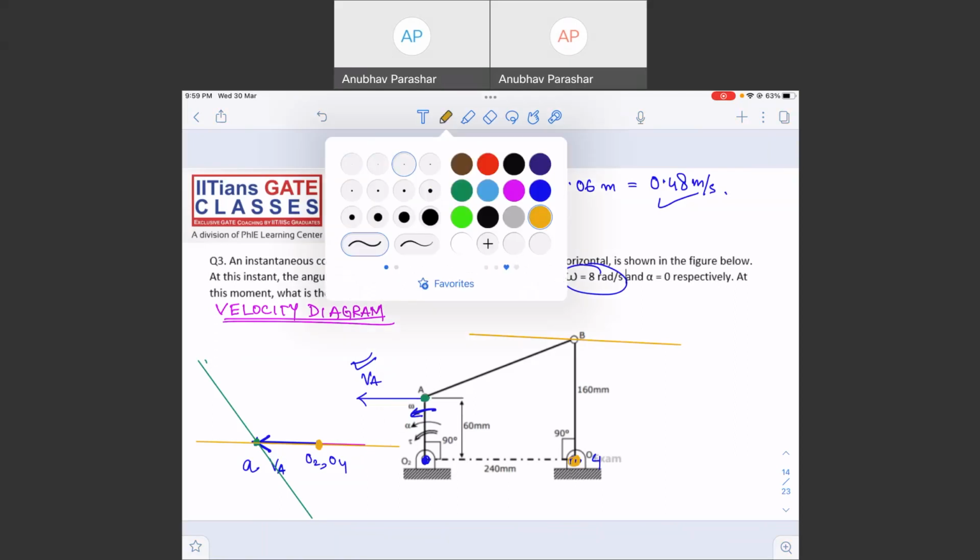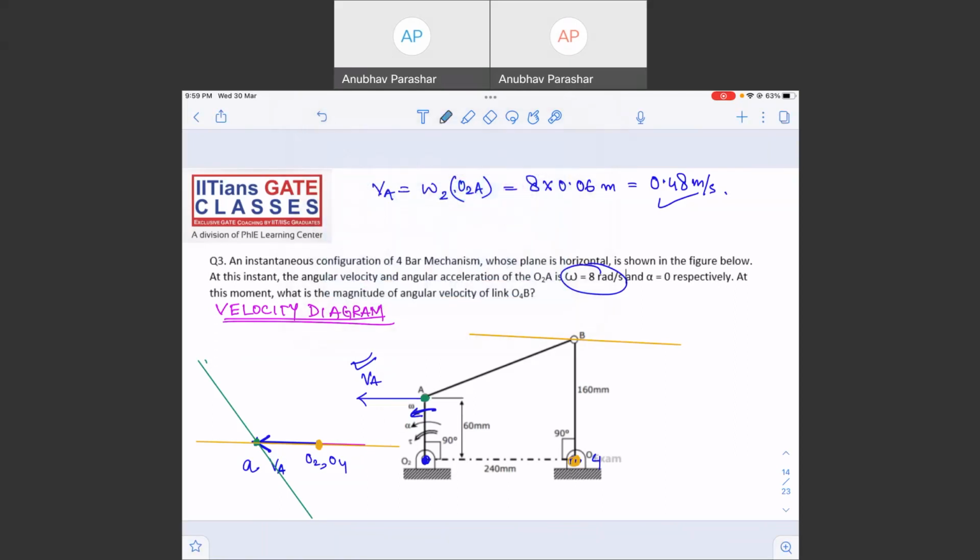Now let us review once again. With respect to A, we are saying the velocity of point B is in the green line, and with respect to O4, I'm saying the velocity of B is along the yellow line. So it is only possible if the velocity of point B is at the intersection of the two lines. It is only possible because I am saying with respect to A, the velocity of point B should be in the green line, perpendicular to line AB.